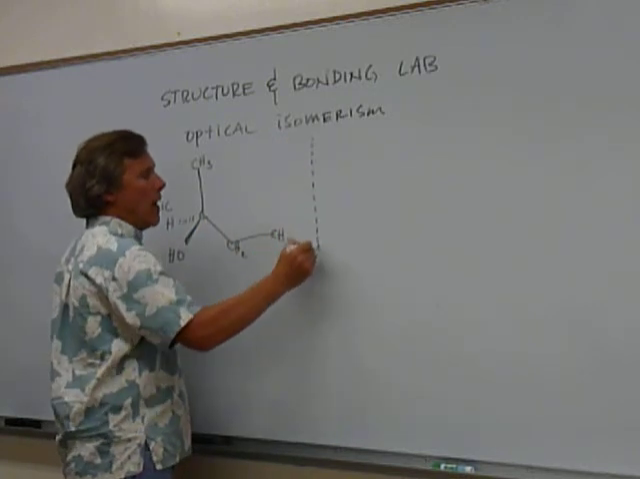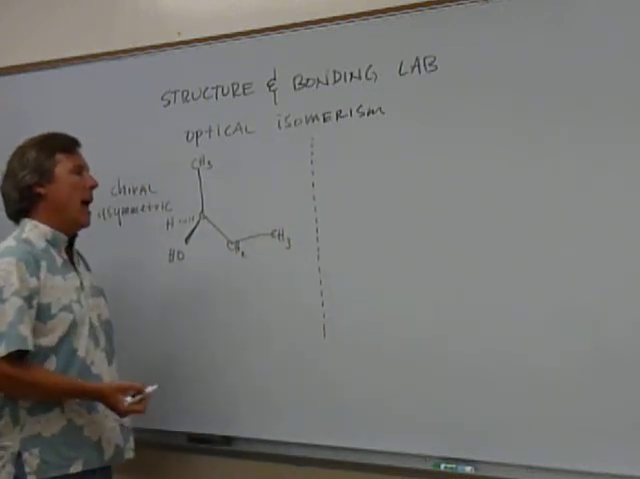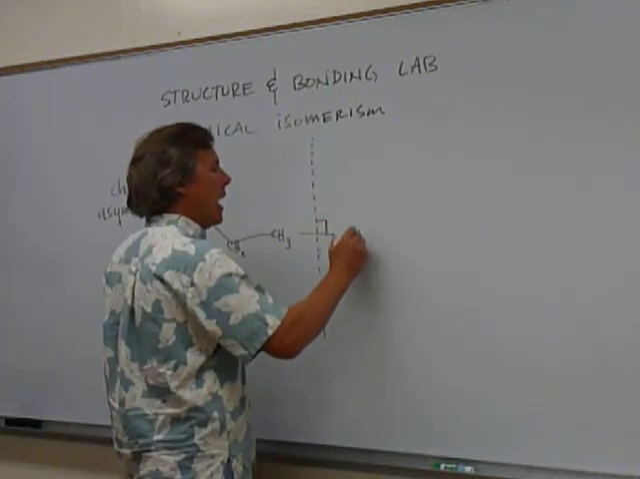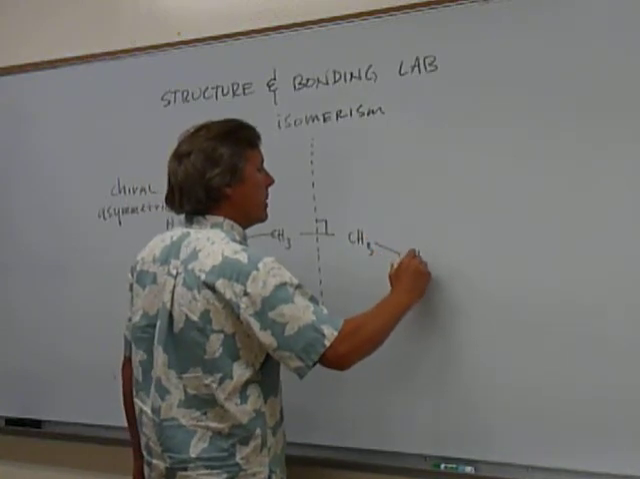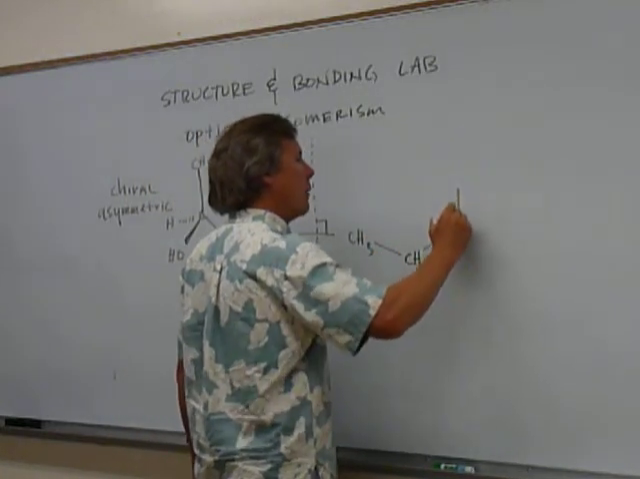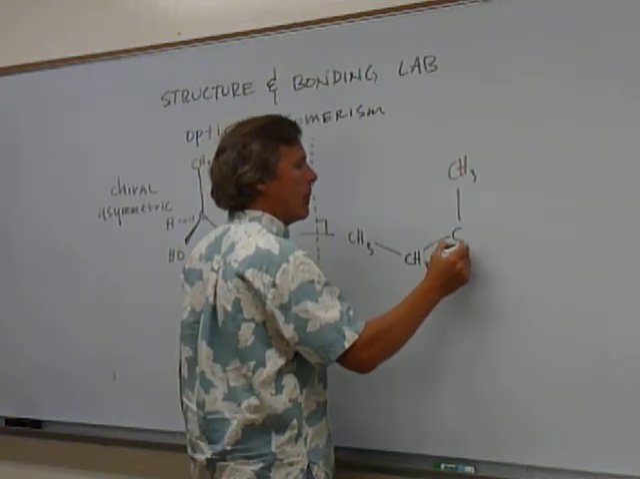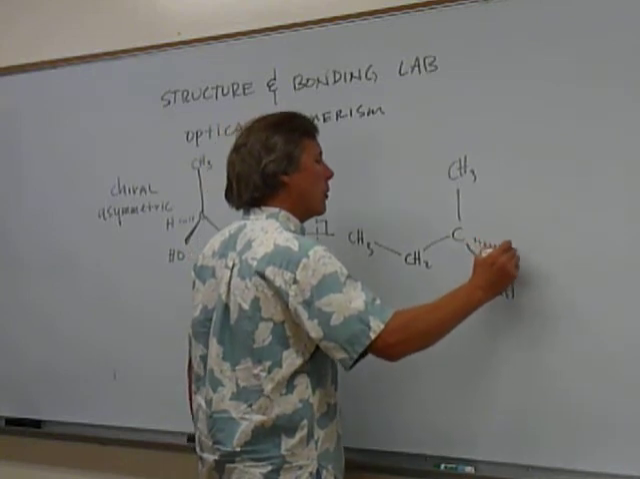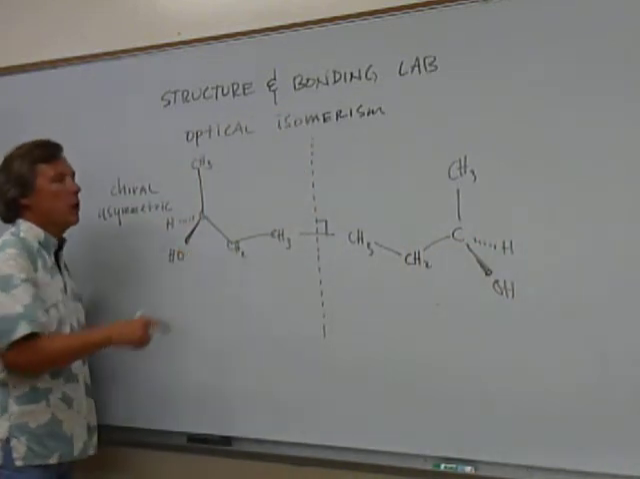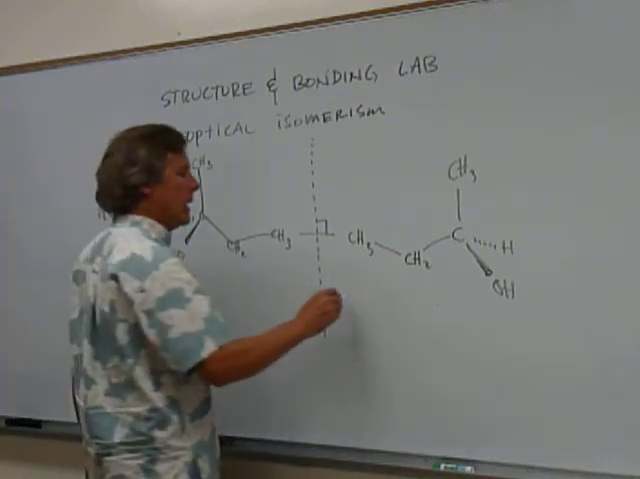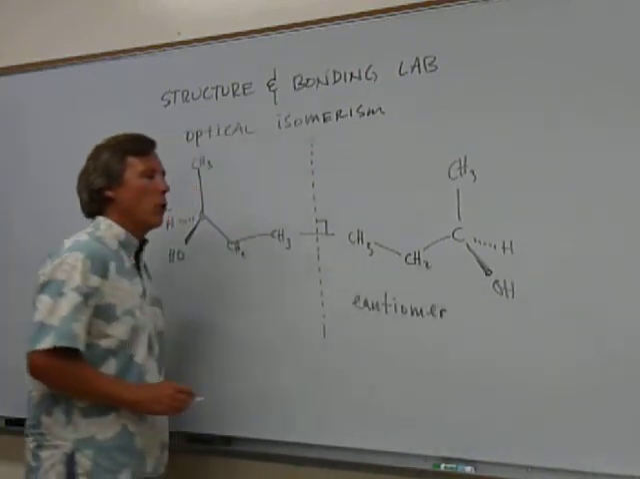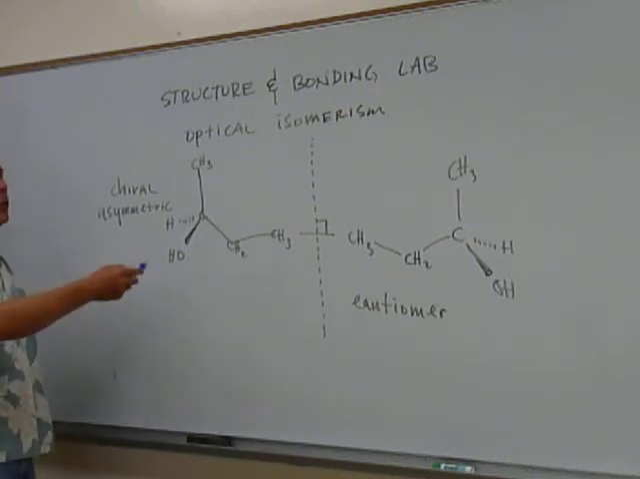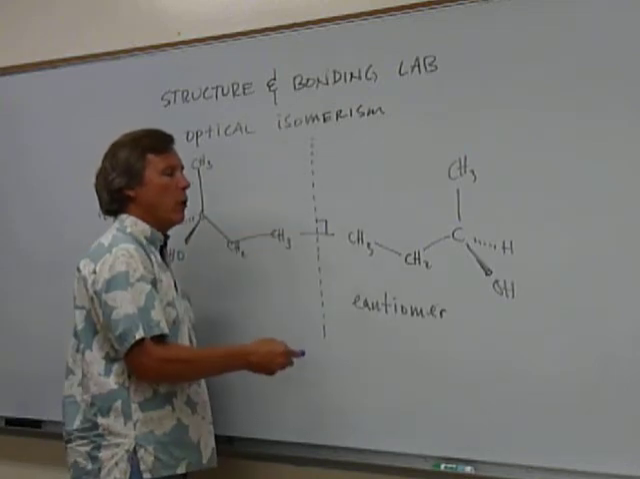If I draw a mirror plane and reflect at 90-degree angles across this plane, I would see a mirror image of this chiral carbon. Thus, I would have a mirror image of this molecule. The mirror image is said to be an enantiomer. And the enantiomer, likewise, is chiral as well. The two are related to each other through this mirror plane.